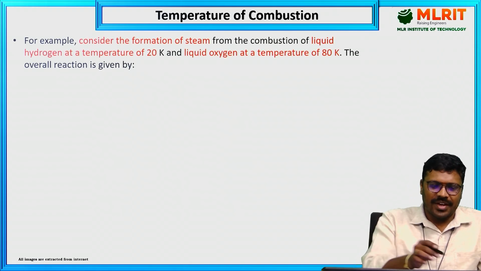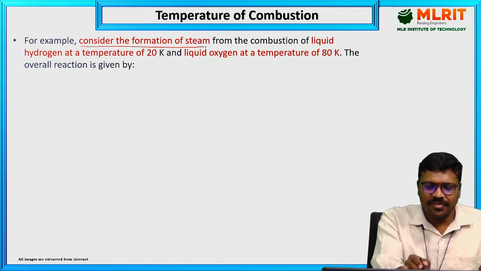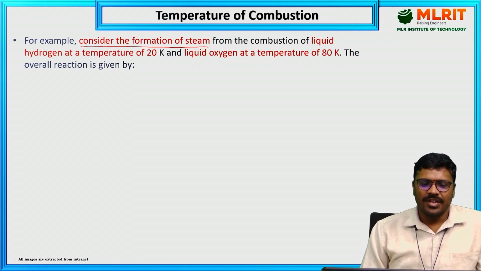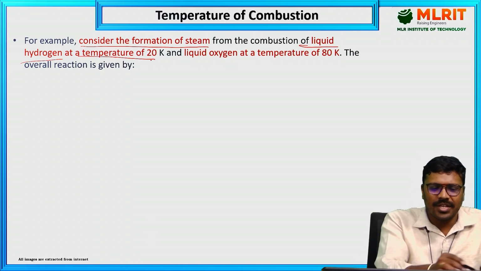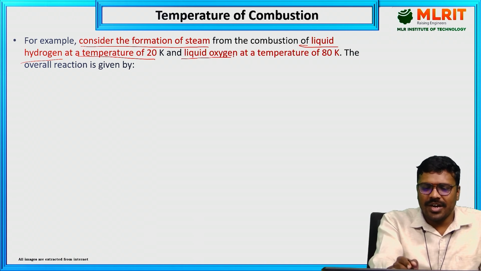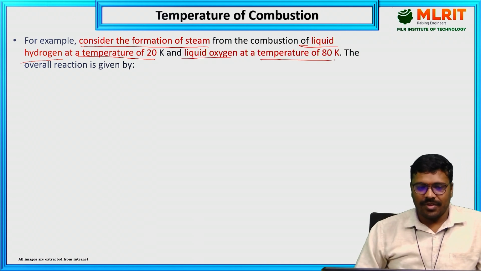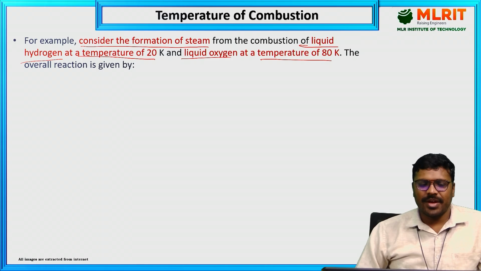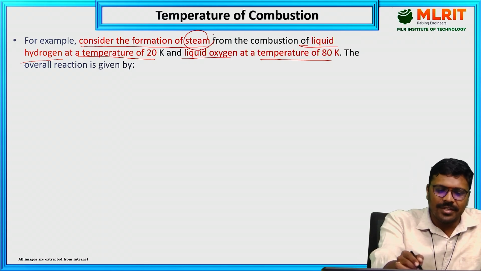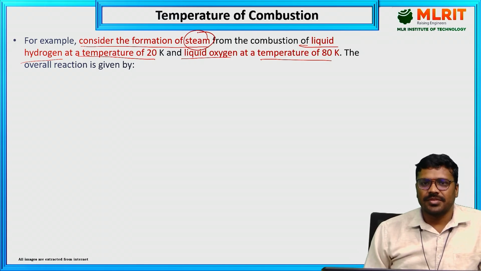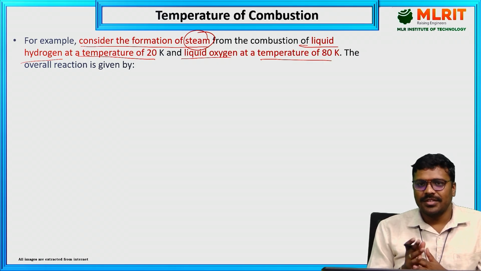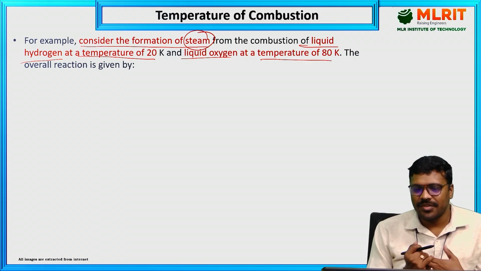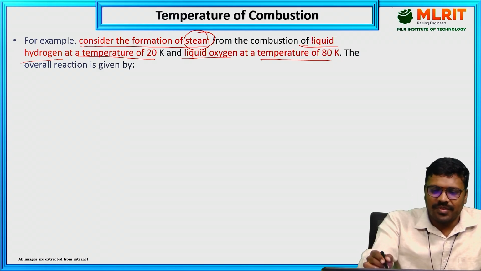For example, consider the formation of steam from the combustion of liquid hydrogen at a temperature of 20 Kelvin and liquid oxygen at a temperature of 80 Kelvin. So what is steam actually? Steam is nothing but the gaseous form of H2O. So here we are going to find the temperature of steam after formation of H2O from the combustion of liquid hydrogen.